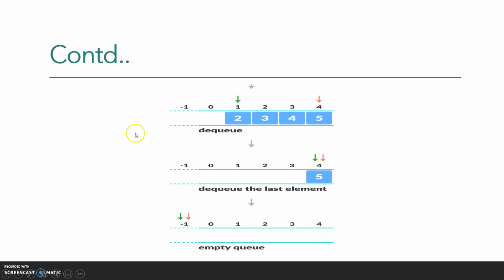Next, in the dequeuing process, we just delete from the front, so the rear remains the same and the front pointer keeps incrementing until we dequeue the last element. At the end, we just set the value of both pointers to -1 again.